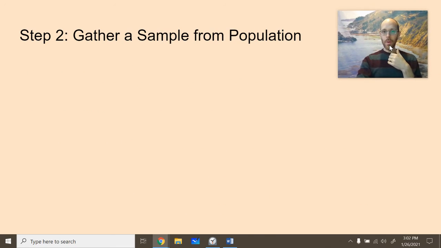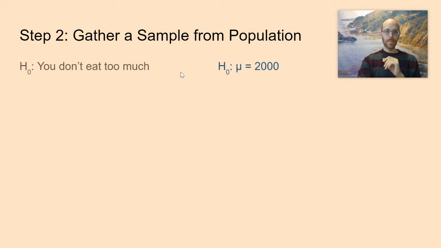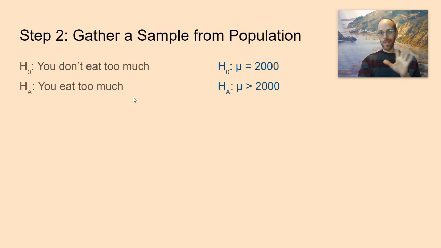Now let's work through an actual example. So step one was to write your hypotheses. Step two is to gather a sample from the population. You should probably write down that that's step two, but you don't need to write down all of this. Okay, so those were our hypotheses, which we already had.